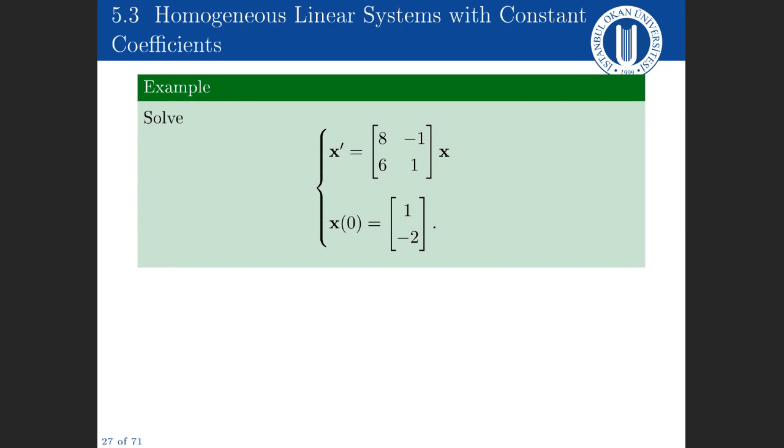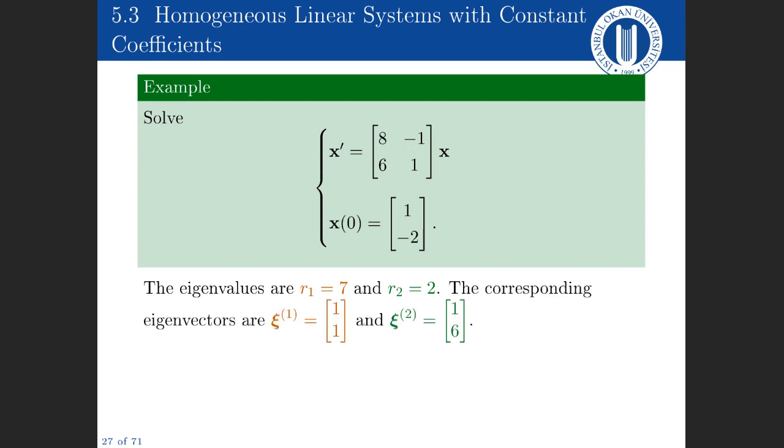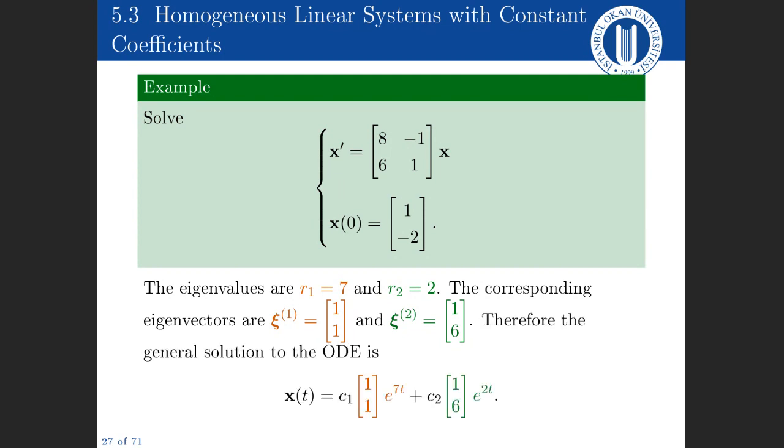I'm not going to be calculating the eigenvalues and the eigenvectors each time. I'm going to leave that for you to check. From now on, in almost every example, I'm just going to be telling you the eigenvalues and the eigenvectors. And I'm relying on this being something that you know how to do. The eigenvalues of this matrix are 7 and 2. The corresponding eigenvectors we could choose are 1, 1 and 1, 6. As soon as we know the eigenvalues and the eigenvectors, we can write down the general solution to the differential equation. Constant C1, 1, 1, e to the power 7t, plus constant C2, 1, 6, e to the power 2t.